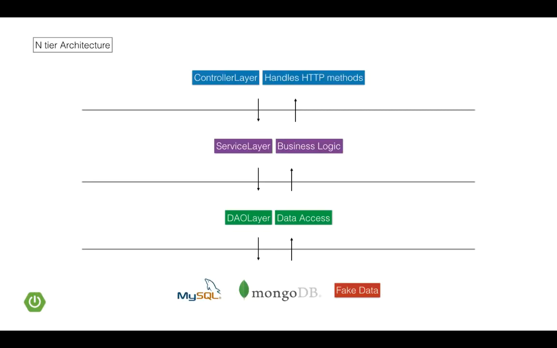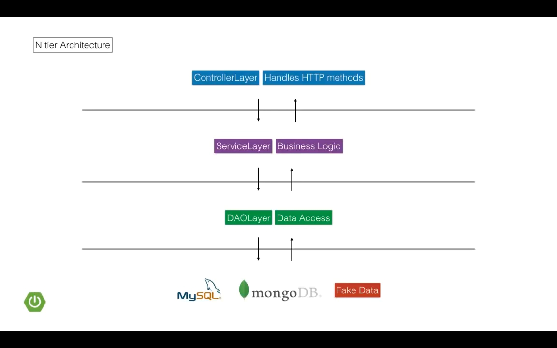So what we're going to be building is this N-tier architecture, where we have several layers. The first one will be the controller layer, and it will be responsible for handling HTTP requests. Now this can be a GET request, a PUT request, a POST request, or a DELETE request. After those requests are sent to our server, we can offload that to a service layer, which will be responsible for handling all the business logic for the application.